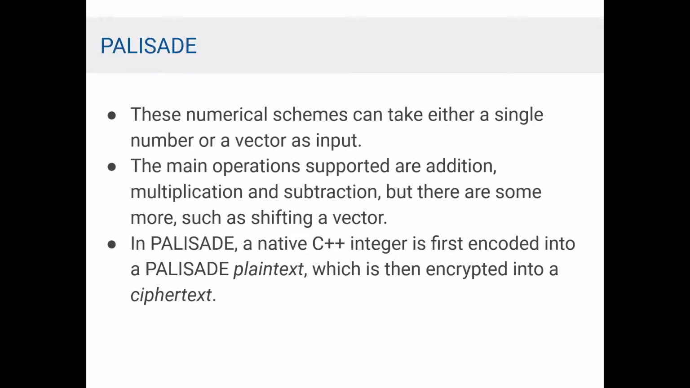These numerical schemes can take either a single number or a vector of numbers as an input. The main operations supported are addition, multiplication, and subtraction, and those are the ones we focused on in this paper. In Palisade, the way it works is you first have your native C++ type, so maybe an integer. You encode that into a Palisade plaintext using one of three different types of plaintext encodings, and then you can encrypt the Palisade plaintext into an encrypted ciphertext.